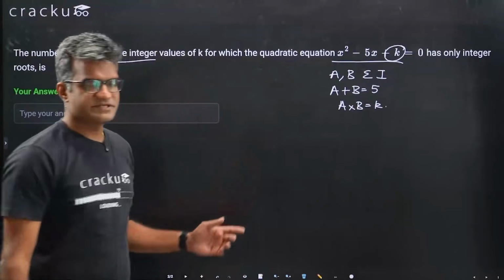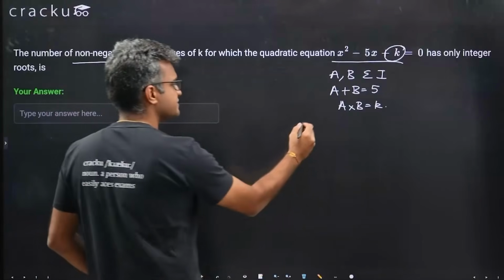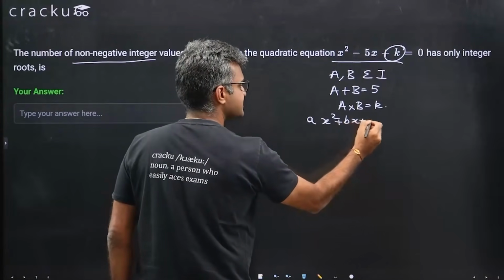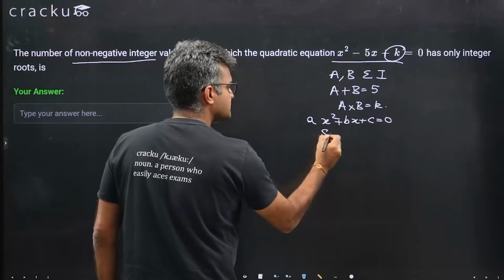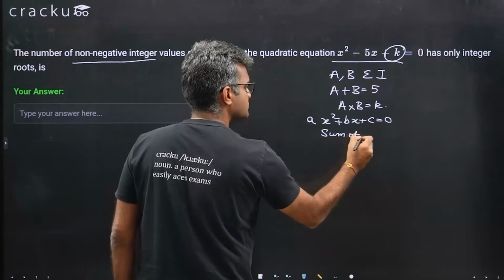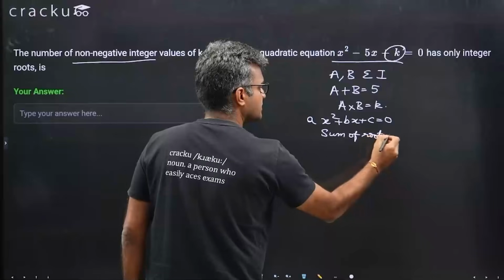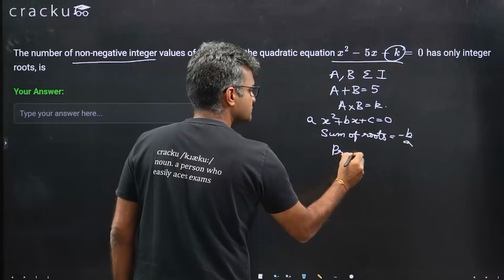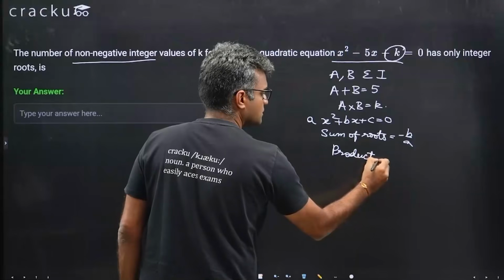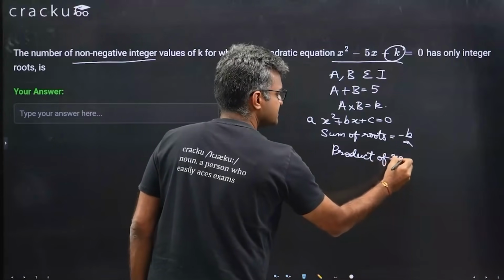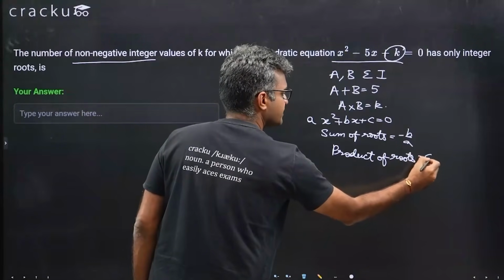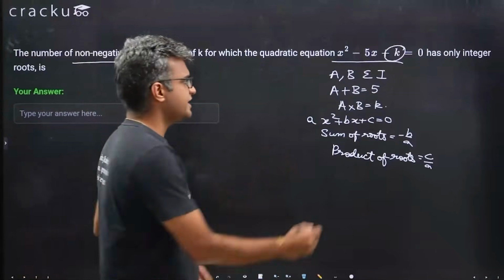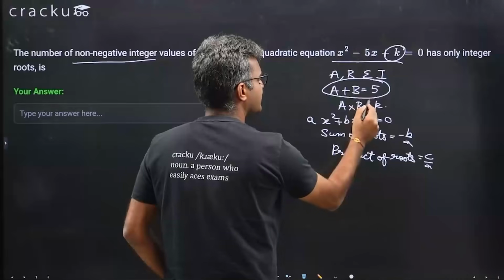How do you know that a plus b is equal to 5? Because if you are given a quadratic equation which is of the form ax square plus bx plus c is equal to 0, the sum of roots is equal to minus b by a, and the product of roots is equal to c by a. So in this particular case, if the two roots are a and b, a plus b will be 5 and a into b will be k.